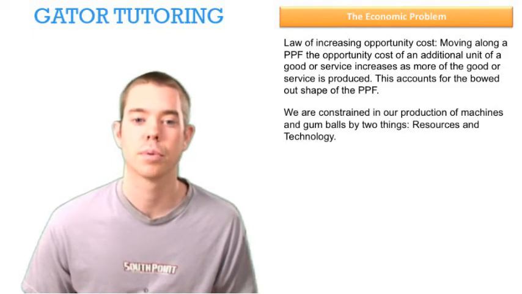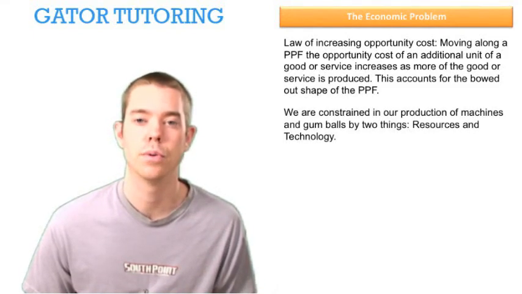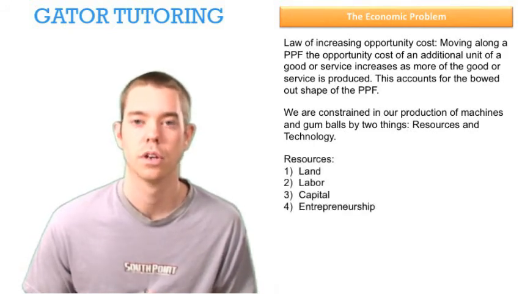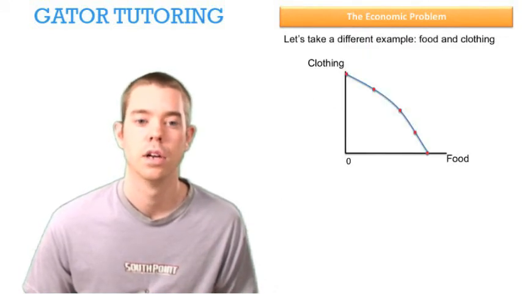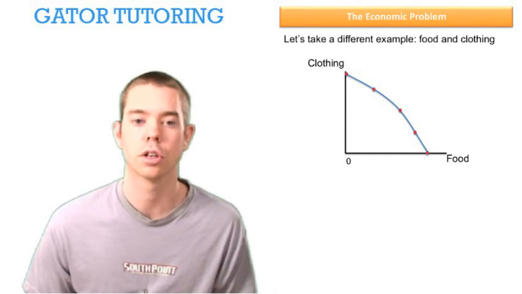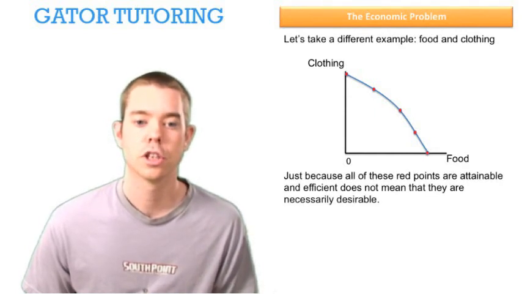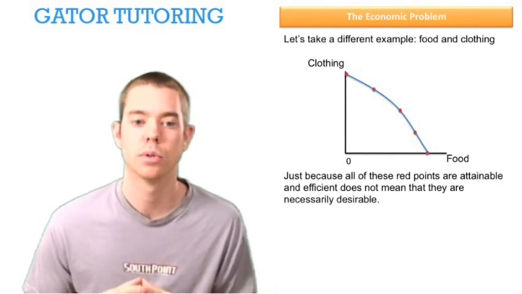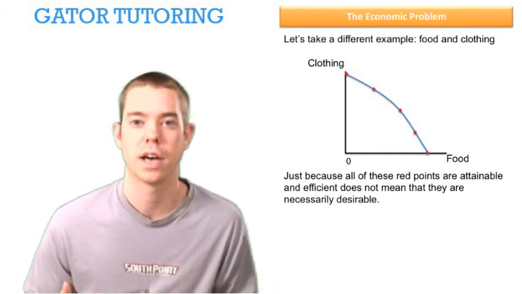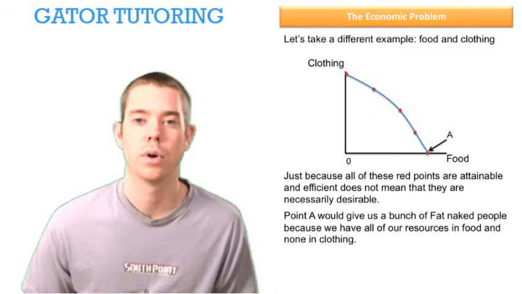We are constrained in our production of machines and gumballs by two things, our resources and our technology. Resources can be one of four things: land, labor, capital, and entrepreneurship. So let's take a look at a different example, food and clothing. Just because all these red points are attainable and efficient doesn't necessarily mean that they're desirable. Let's take this point, point A.